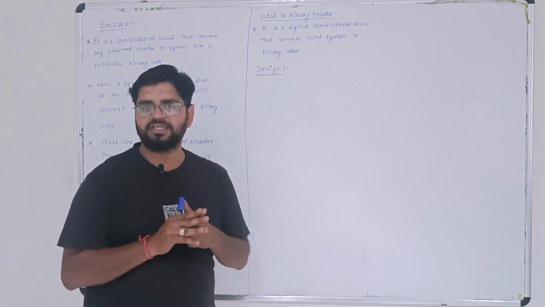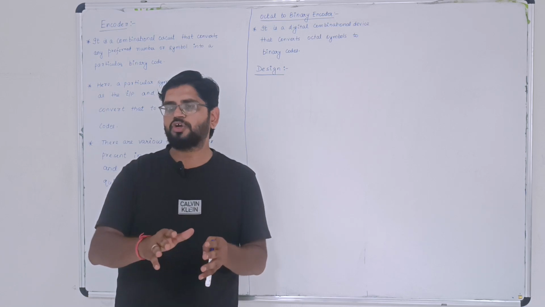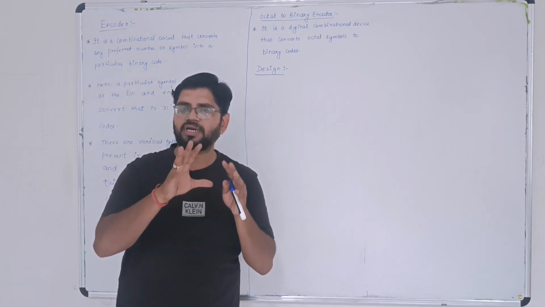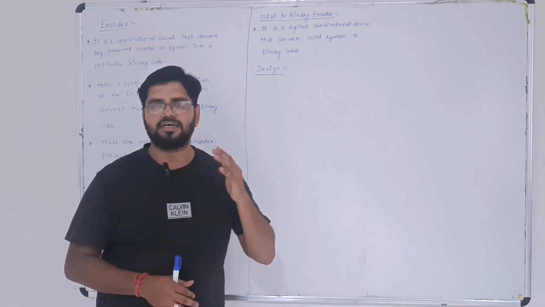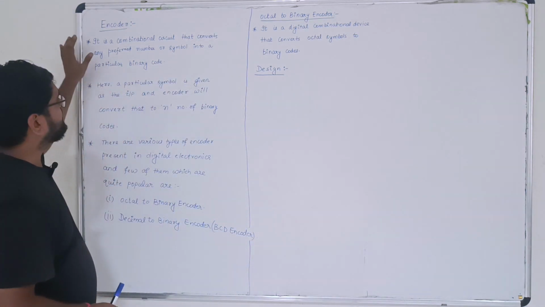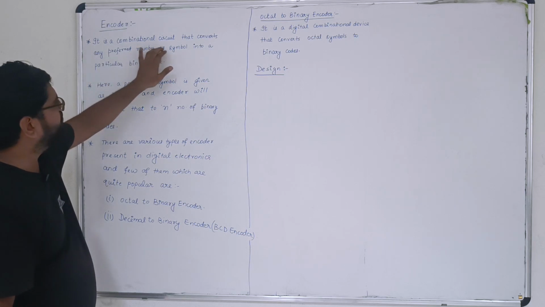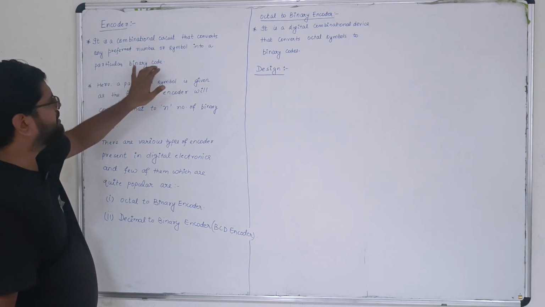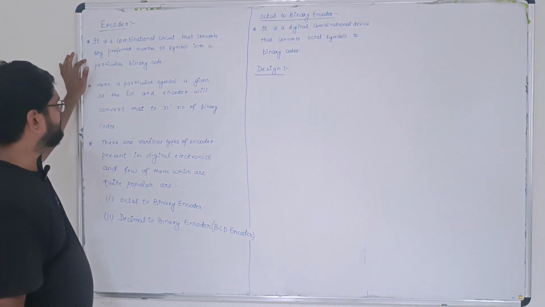The first concept is that it is a combinational circuit that converts any number system or any preferred symbol to binary codes. That is what is written over here. It is a combinational circuit that converts any preferred number or symbol into a particular binary code. That type of device is known as an encoder.